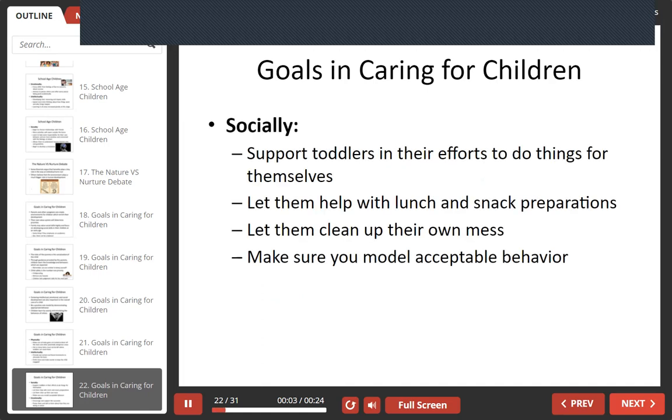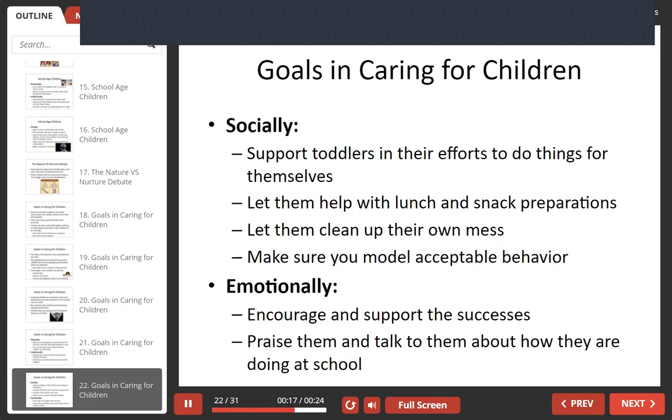Socially, you must support toddlers in their effort to do things for themselves. Let them help with lunch and snack preparations. Let them clean up their own mess. Make sure that you model acceptable behavior. Also, emotionally, you must encourage them and support their successes. Praise them and talk to them about how they are doing in school.